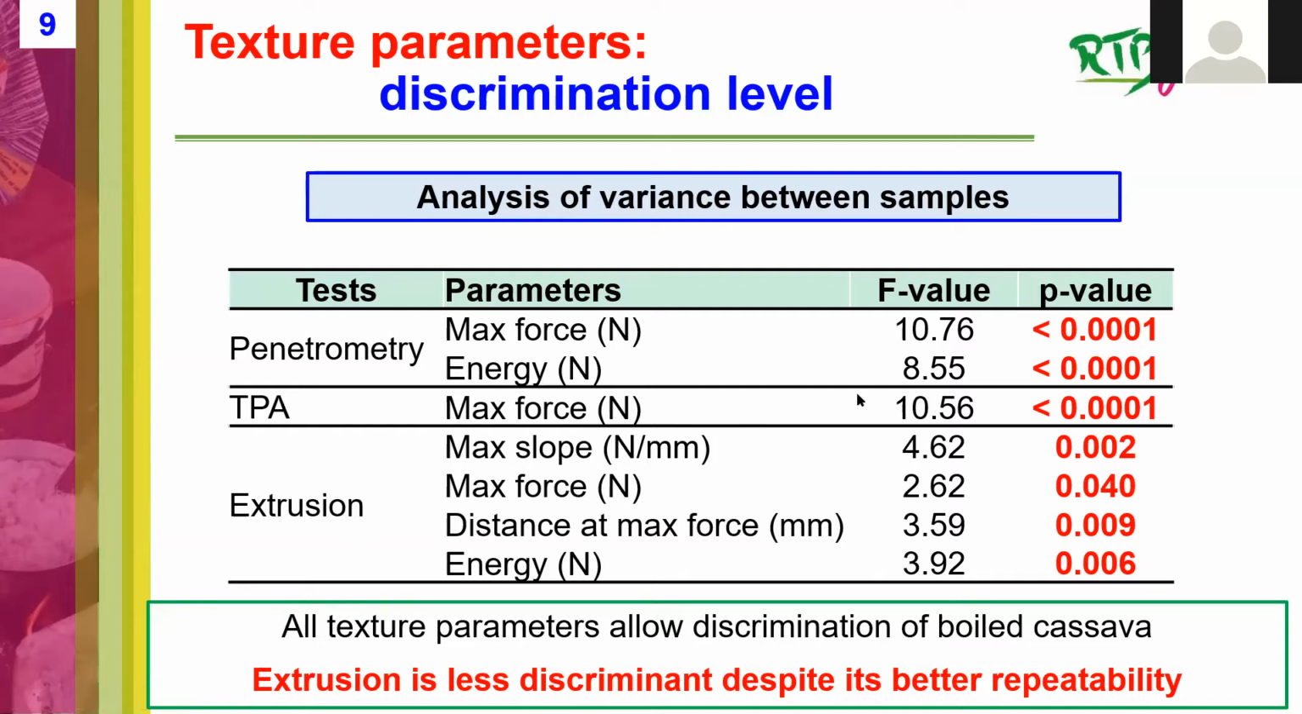So we just use the parameters that we can measure for all these samples, either Noncrumbly or not. And the result of this table shows that all texture parameters allow discrimination between all the boiled cassava samples, because you can see that the p-value is less than 0.05. But extrusion had the highest p-value, which means that it's less discriminant despite its better repeatability that we saw before.